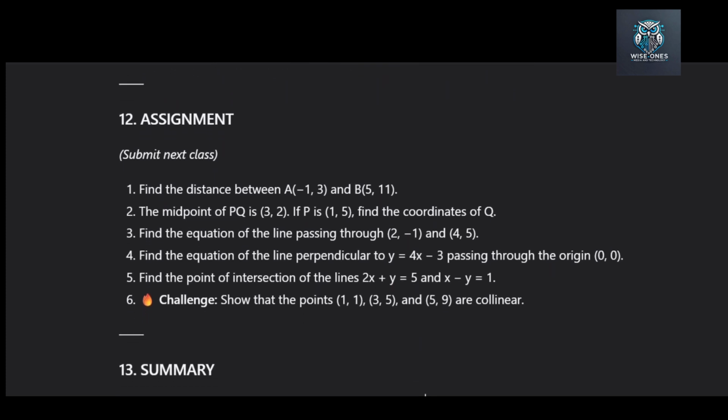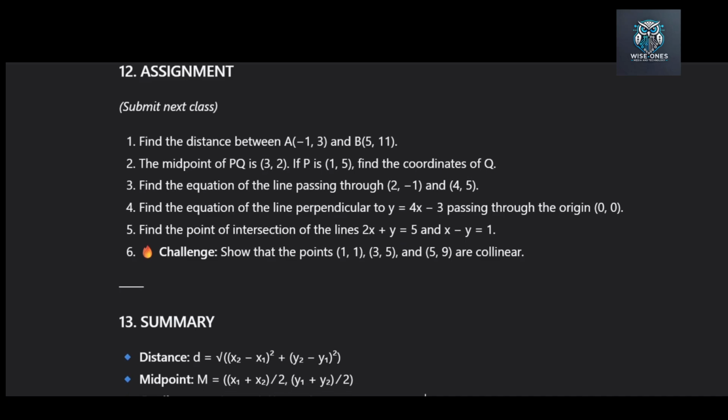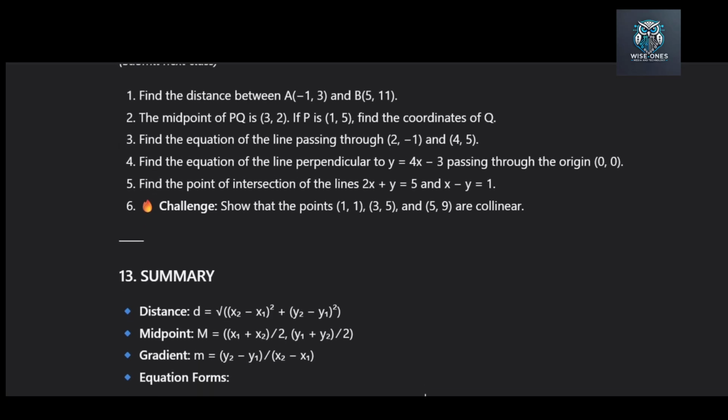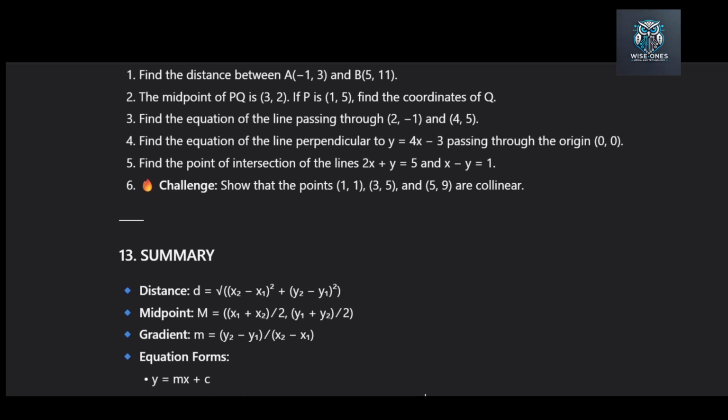Question 1. Find the distance between A (-1, 3) and B (5, 11). Question 2. The midpoint of PQ is (3, 2). If P is (1, 5), find the coordinates of Q. Question 3. Find the equation of the line passing through (2, -1) and (4, 5).